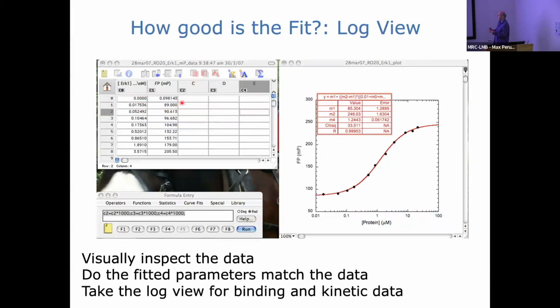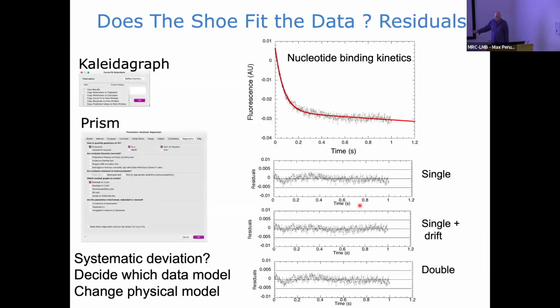So a good idea is to visually inspect everything. Often you can tell how well things are fitting just by looking at it, and in this case, take a log view. Similarly with kinetic data, look at other things. You can also plot residuals, and these can be plotted in Kaleidagraph. In the fit curve section you can output the residuals, and in Prism, under diagnostics, you can plot them automatically. This gives you an idea of how well your model is actually fitting.